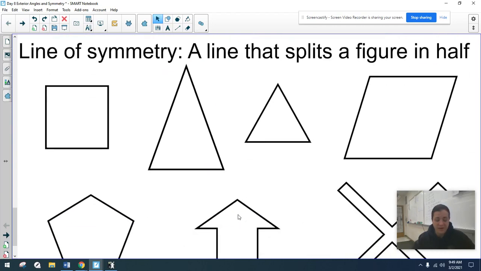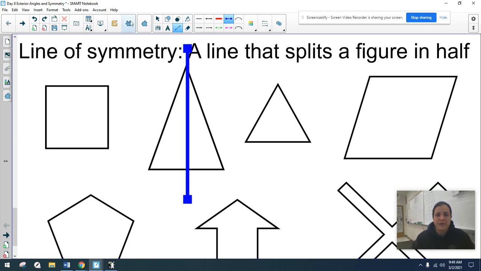Now, the one you're going to see on your IXL, and I'm going to show you a few examples on how to do it in IXL as well, because it was kind of weird when I looked at it. So when you're doing line of symmetry, it splits a figure in half. So it's like putting a line and folding the picture and it would match up. In other words, let's say I did this one right here. So right here, this would be a line of symmetry, because if I fold it on the blue line, everything is going to match up. Okay, that's the only line that I can do.